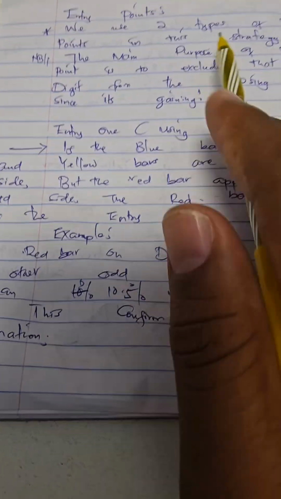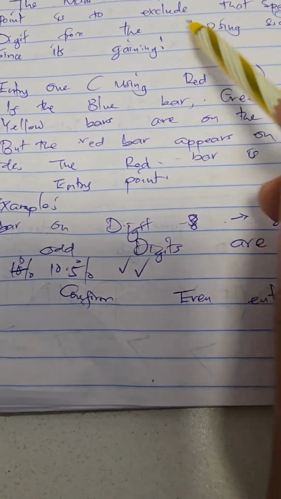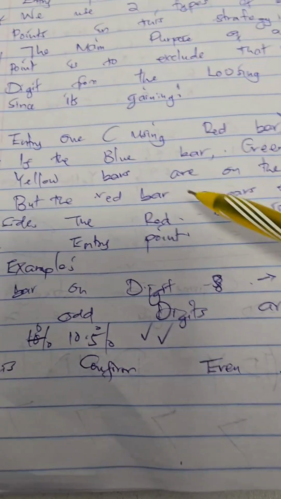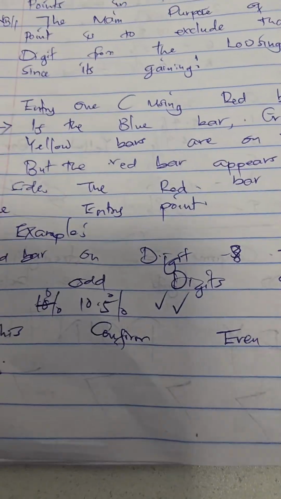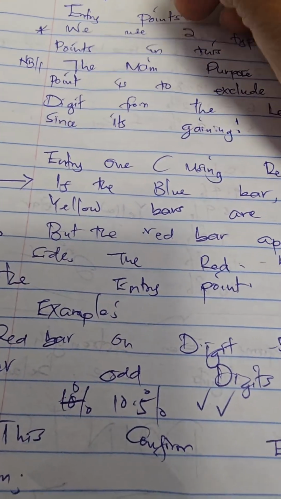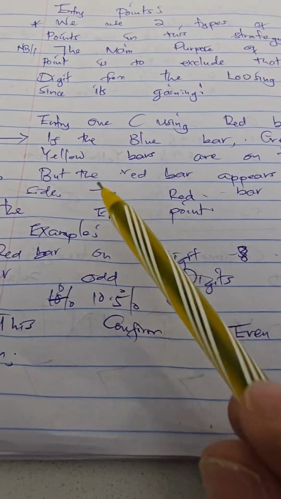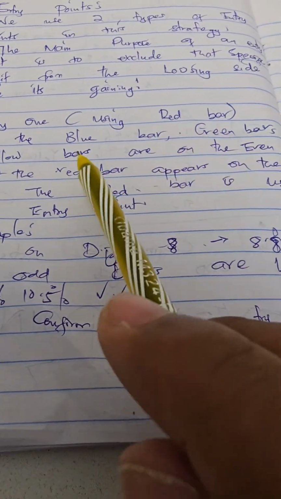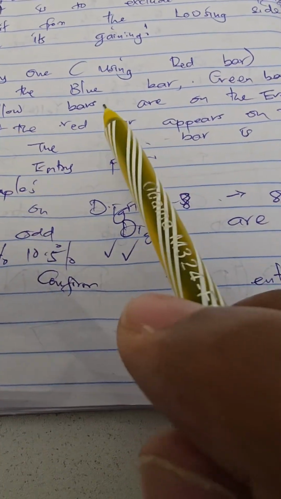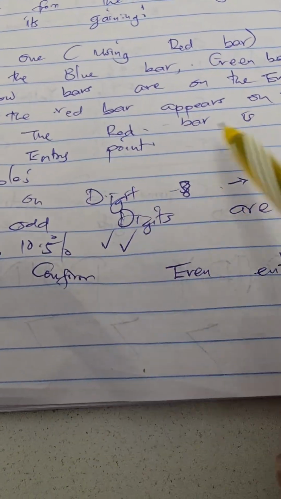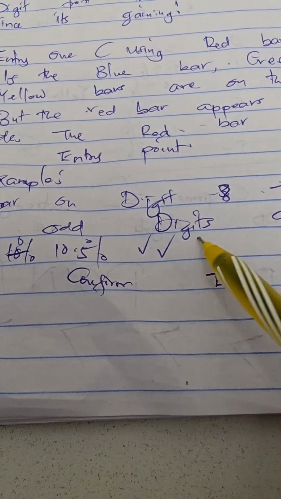So we use two types of entry points, and the main purpose of an entry point is to exclude that specific digit from losing side since it's gaining, sindio? Haya, so losing side ukitrade even ni odd side, losing side ukitrade odd ni even side. Kwa pamoja. Haya, so example number one, using the red bar. If the blue bar, green bar and the yellow bars are on the even side, but the red bar appears on the odd side, the red bar is now the entry point.